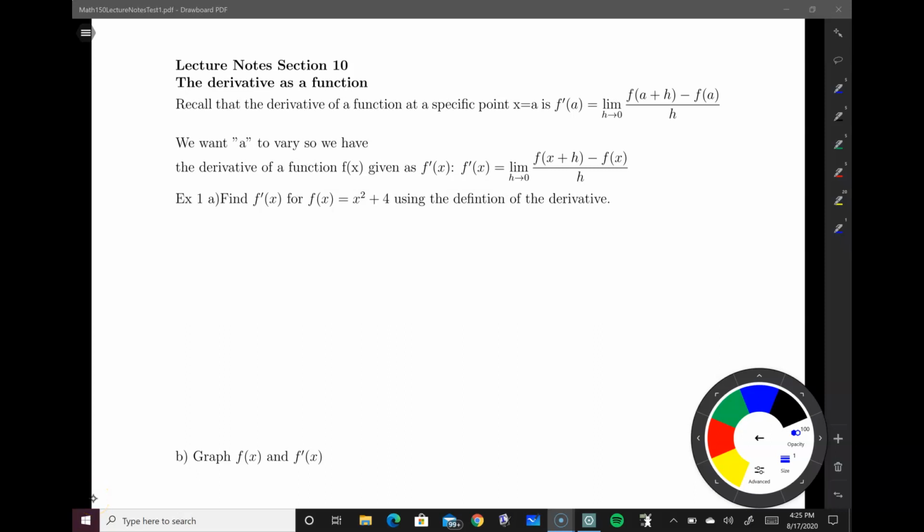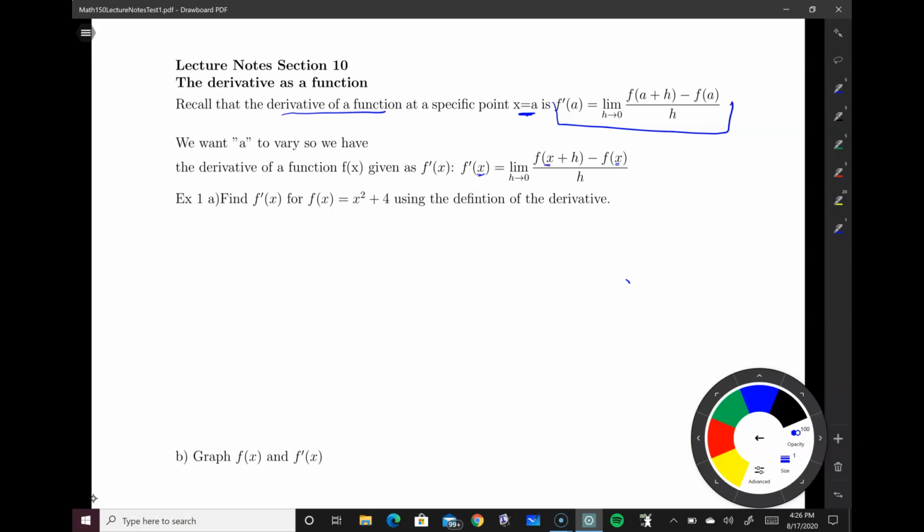All right, so we learned last section the derivative of a function at a specific point a is this. So this is using the definition with h. So now I want a formula for the derivative. So instead of putting a in, I'm going to leave it as x. Instead of putting a in, I'm leaving it as x. So then I'm ready to put in any value for x.